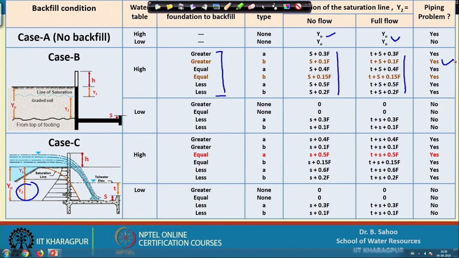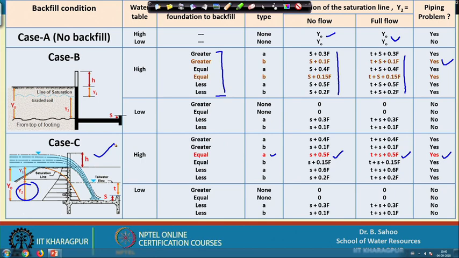So, depending on that condition, you can select your design value of y 2. Suppose I have highlighted here in red the equal permeability condition and type A drainage, no flow condition. So, y 2 will be S plus 0.5 F, and for full flow condition y 2 will be equal to T plus S plus 0.5 F, and in this case there is a piping problem. And in case of full flow, in case of C condition of backfill, you may get tail water. So, here T plus S is the depth of tail water.